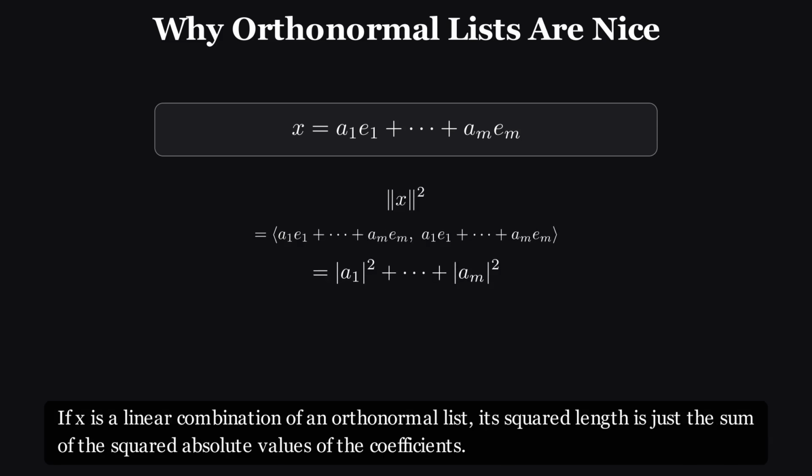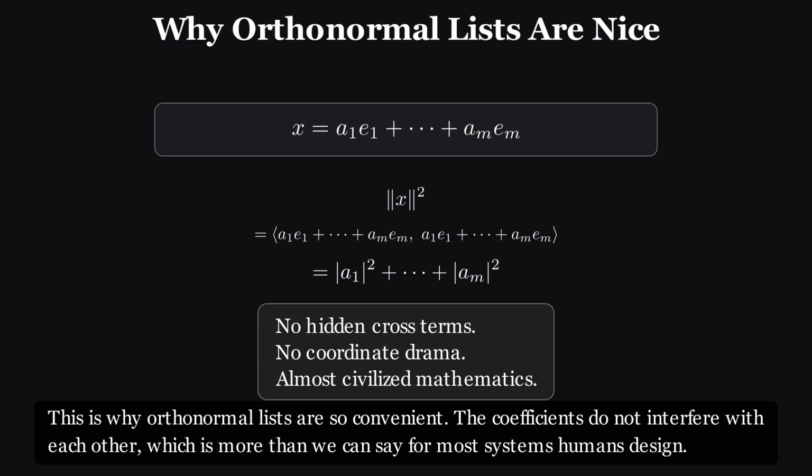If X is a linear combination of an orthonormal list, its squared length is just the sum of the squared absolute values of the coefficients. This is why orthonormal lists are so convenient. The coefficients do not interfere with each other, which is more than we can say for most systems humans design.